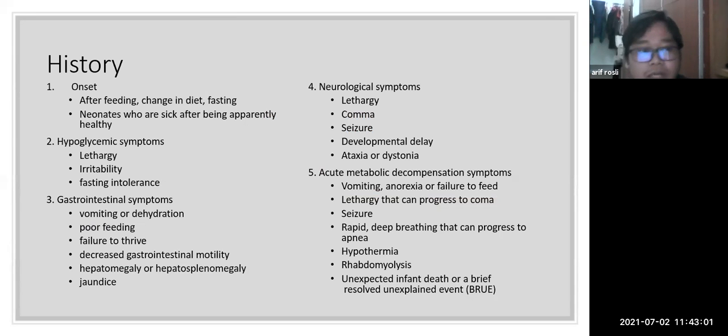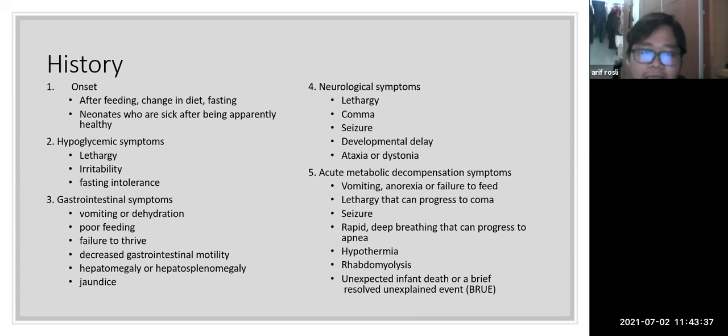Next. So for the history that we can get from the patient, first of all, we want to identify the onset of the symptoms, whether the symptoms arise after feeding or any change in diet or fasting, and whether there are neonates who become sick after being previously well. And then especially for group 2, the patient presents with hypoglycemic symptoms such as lethargy, irritability, or fasting intolerance.